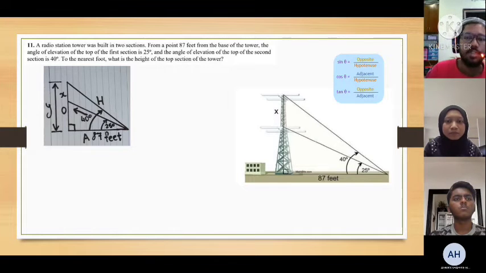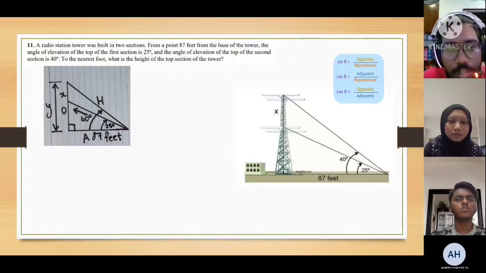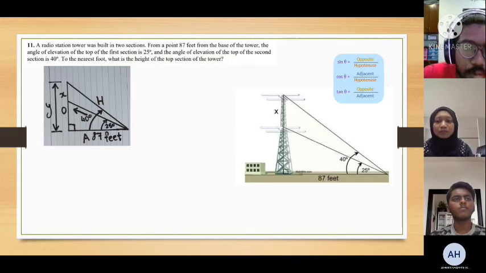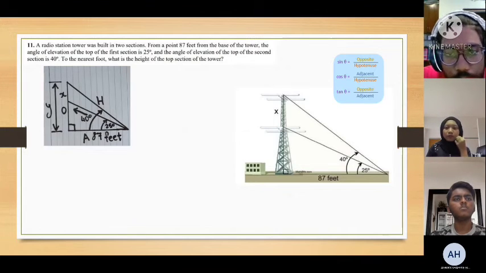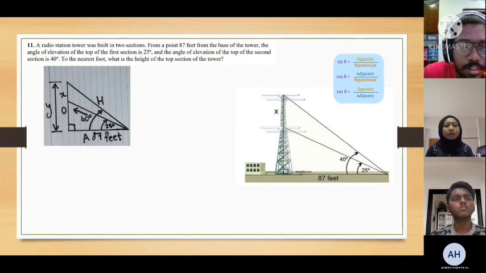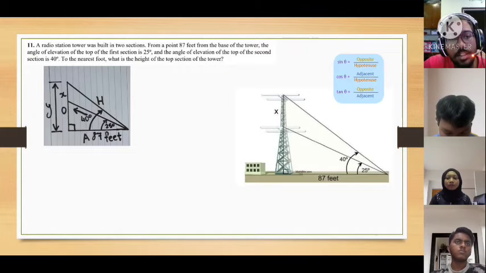Okay. First of all, we should draw a right angle triangle so that we have a clear picture. The total height of the tower is y, the top section of the tower is x, and the below section of the tower is o. It's given the angles are 25 degrees and 40 degrees, and the adjacent length is 87 feet.